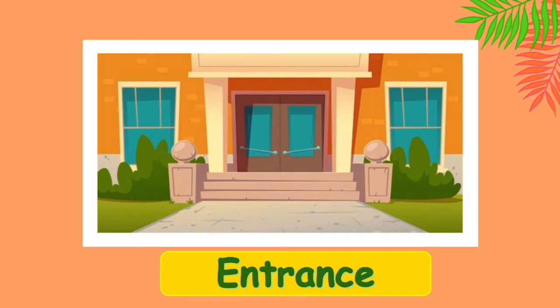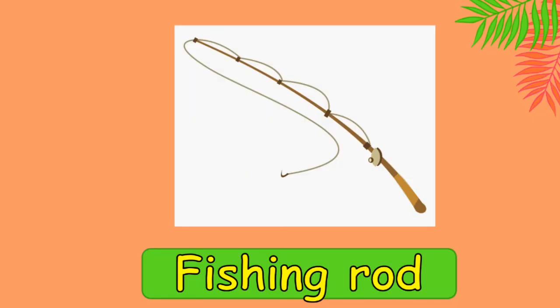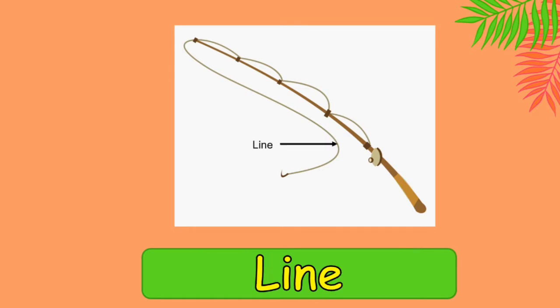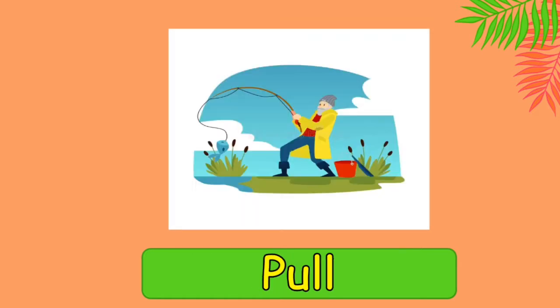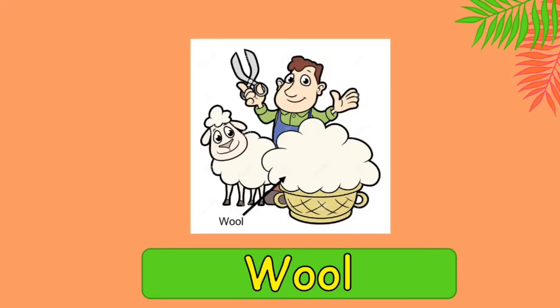Alright, good job. Now, I'm going to introduce the new vocabularies for today's lesson. So again, please repeat after me. Fishing rod. Line. Pool. Think. Wool. Alright, good job.